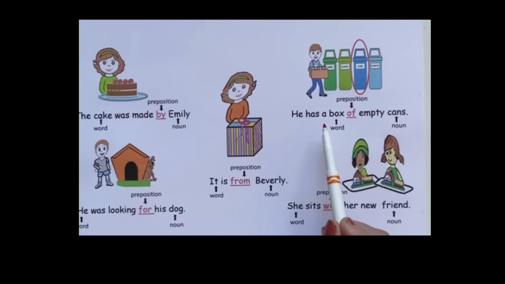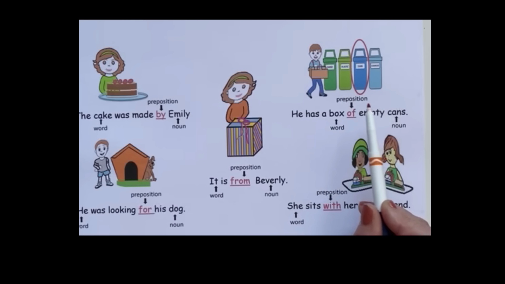He has a box of empty cans. Of is the preposition that comes before the noun cans and links cans to the word box. Then we have, she sits with her new friend. With is the preposition that comes before the noun friend and links friend to the word she.